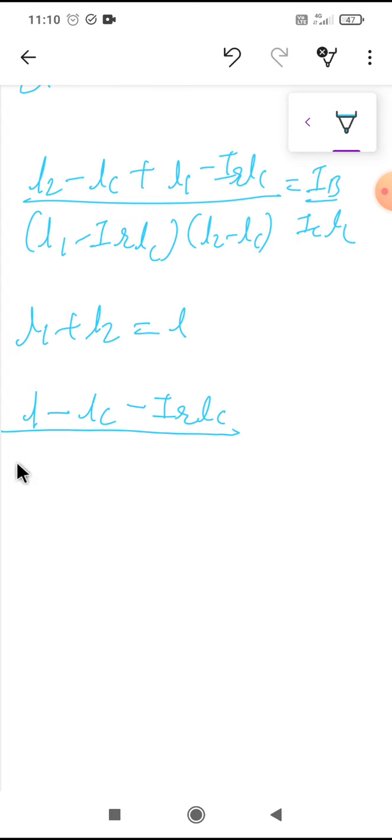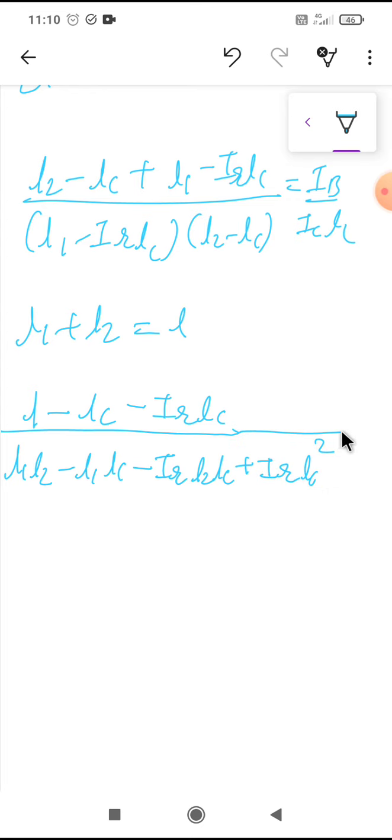So let's multiply. First multiplying this with this, then this with this, and then this with this, and then this with this. So first is L1 L2, then minus L1 LC, then minus IR L2 LC, then plus IR LC square, which is equal to IB upon IC LC.